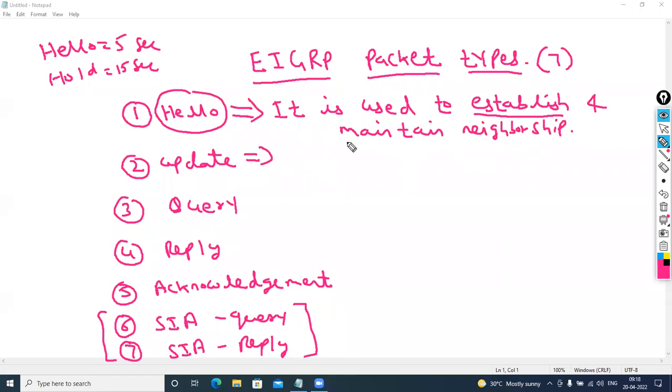So why do we call it maintaining? How do I know that you are alive or dead? So every 5 seconds it should send a hello packet. It's like a keep-alive mechanism. In BGP we have a separate keepalive, and we'll talk about BGP later. Now the update packet is used to exchange the routing information.